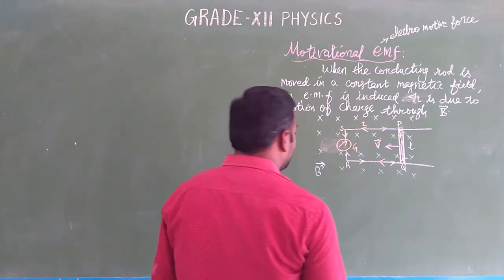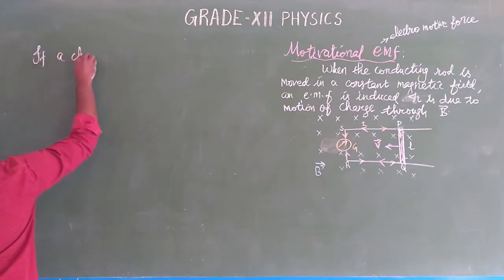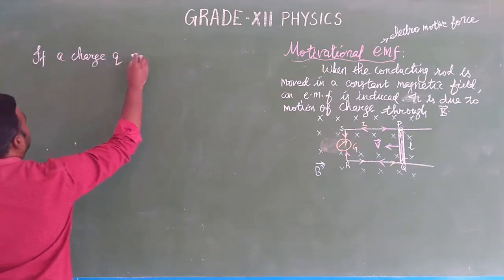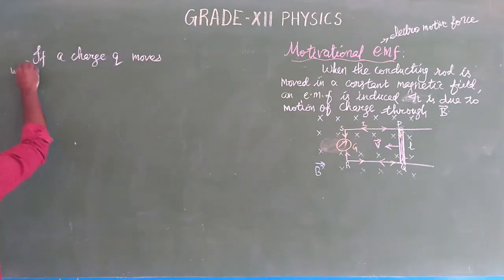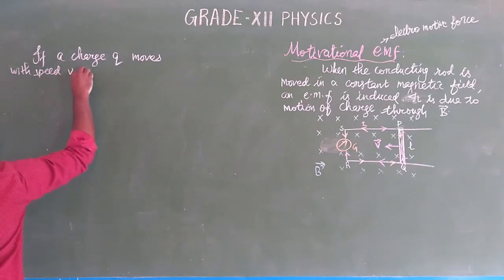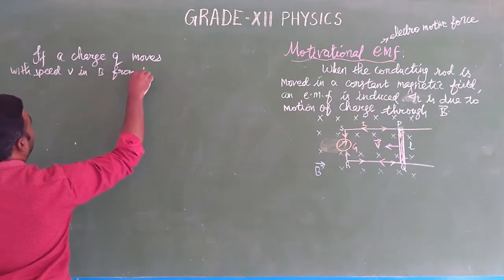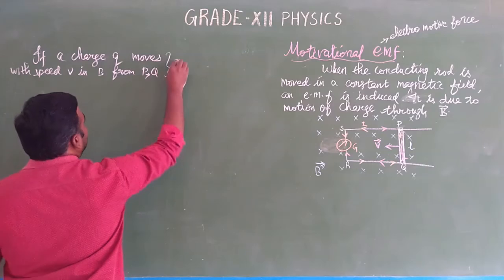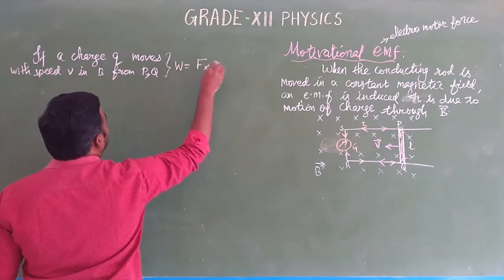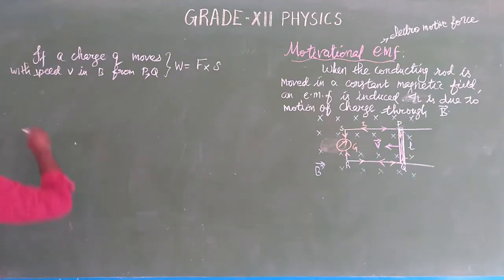If a charge Q moves with the speed V in a magnetic field from P to Q, then what is the work done? Work done is equal to force into displacement. But the magnetic Lorentz force we know.